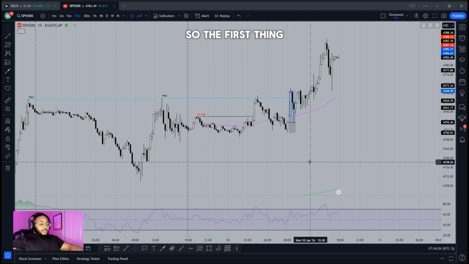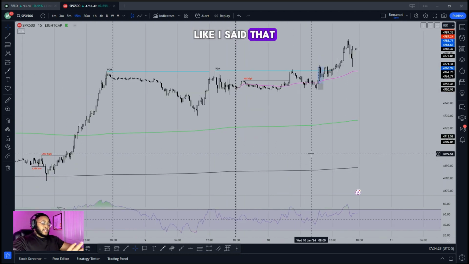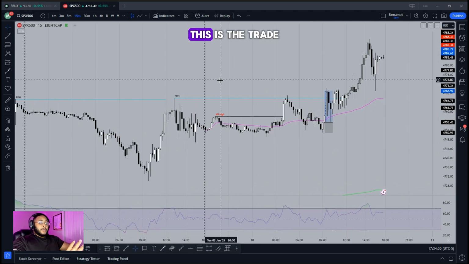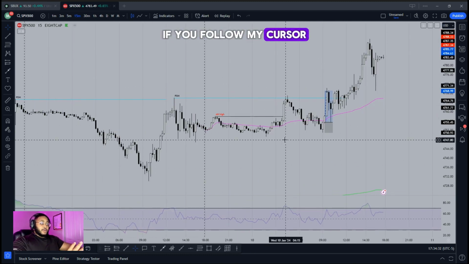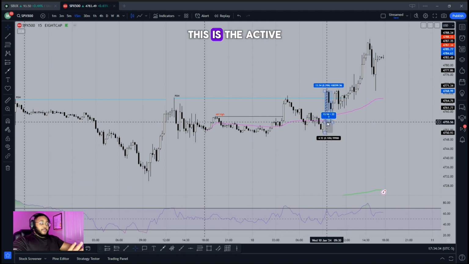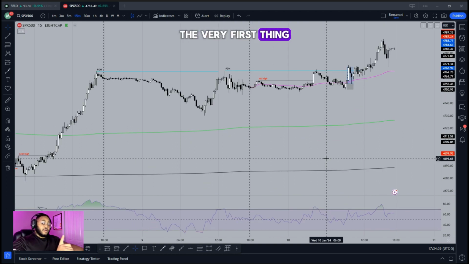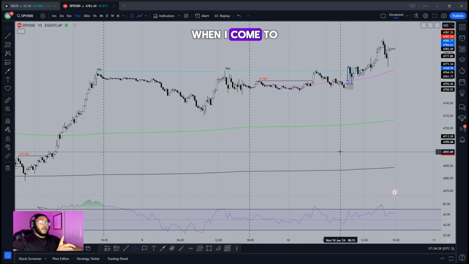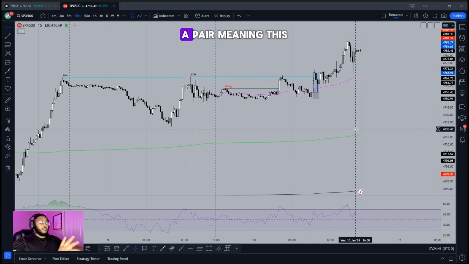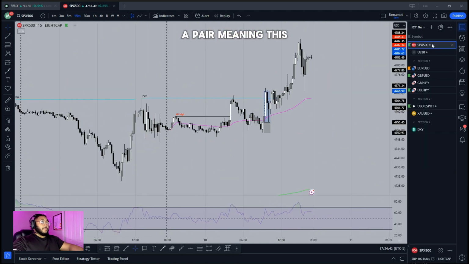So the first thing, like I said, that I'm looking at, this is the trading day. If you follow my cursor, this is the active trading day. This is the active trade that I took. The very first thing that I'm looking at when I come to the desk and I'm looking at a pair, meaning these are my pairs right here, these are my assets that I'm looking to actually risk money on.